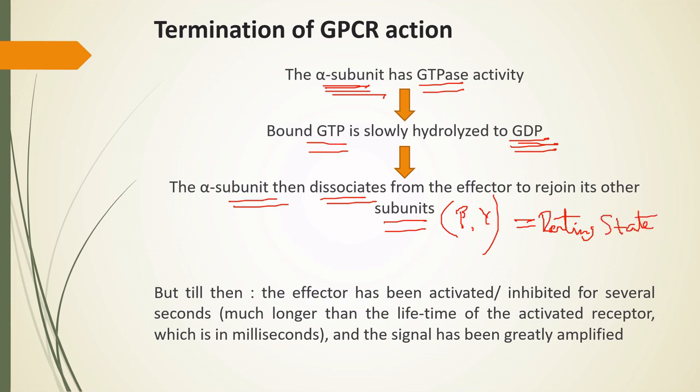But in between that, what has happened is that the effector molecule, or the second messenger, has been activated or inhibited. And this activation or inhibition is going to occur for several seconds, which is much longer than the lifetime of the activated receptor, which is in milliseconds. So because of this effector molecule activation or inhibition for longer, the signal has been greatly amplified, or as we call it, there was signal transduction.